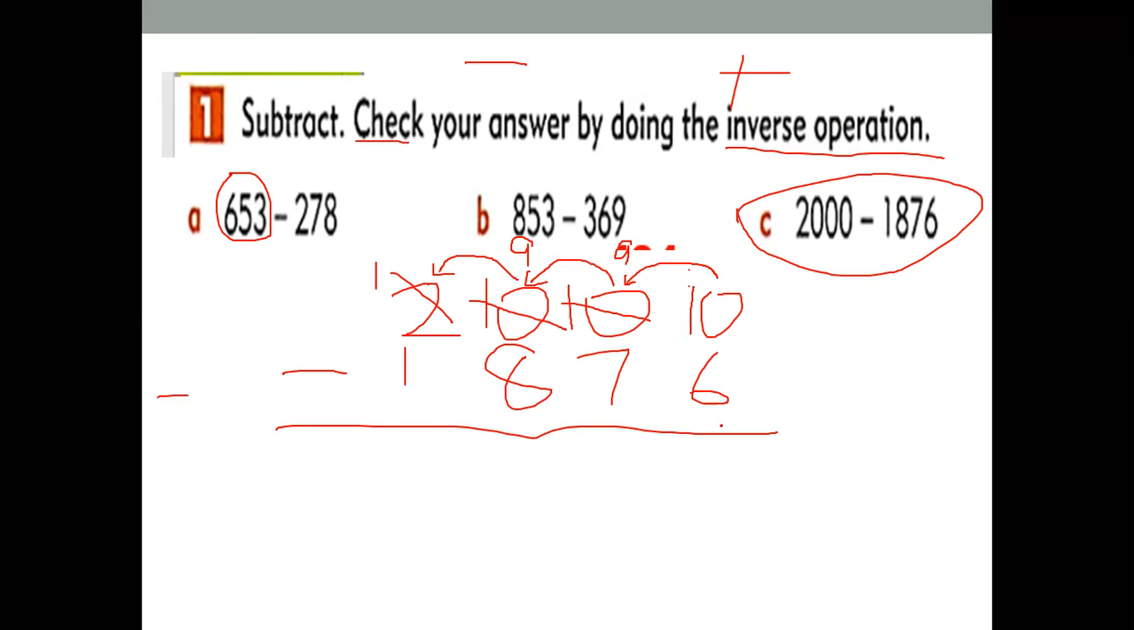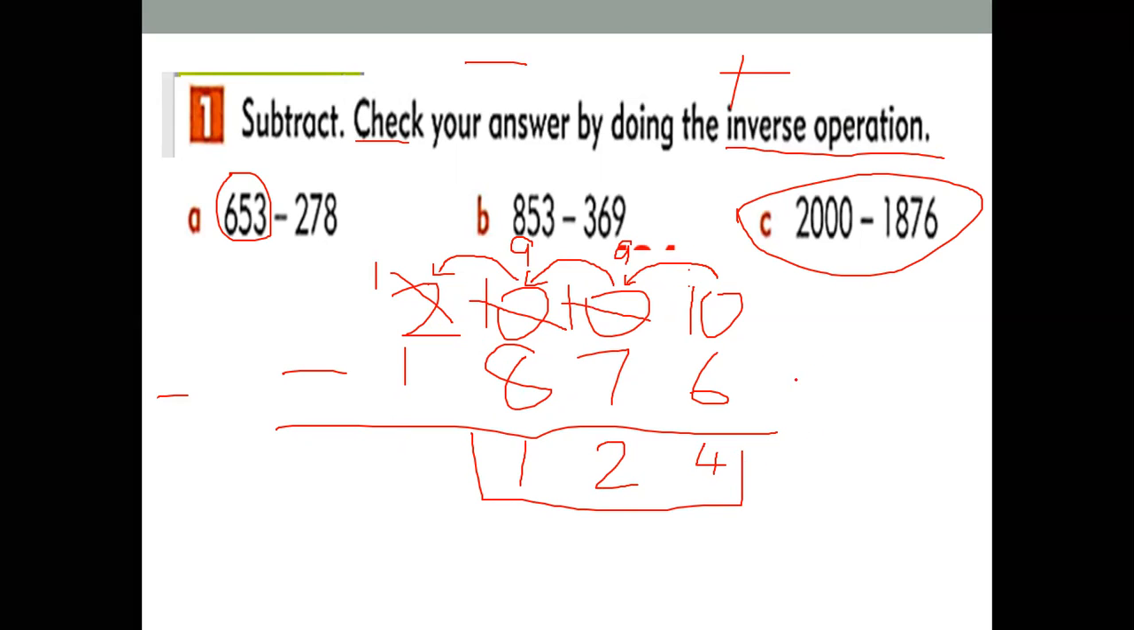All right. So 10 minus 6 is 4. 9 minus 7 is 2. 9 minus 8 is 1. 1 minus 1 is 0. So the difference is 124. Now let's check our answer whether we can get 2,000.